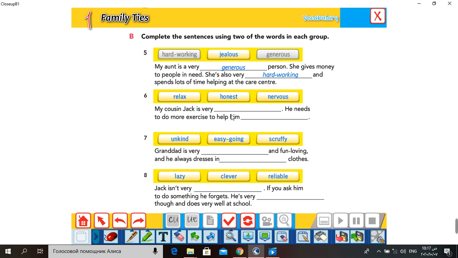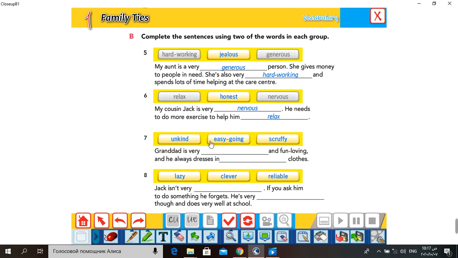My cousin Jack is very nervous. He needs to do more exercise to help him relax. So if someone needs to do more exercise, he needs to work on something about himself, do you expect him to be honest? No, of course not, because being honest is a good thing. So my cousin Jack is very relaxed or nervous. Relax is a verb, but here we need an adjective, so he is very nervous. He needs to do more exercise to help him what? To help him honest or help him relax? Relax, of course, and we need a verb here.